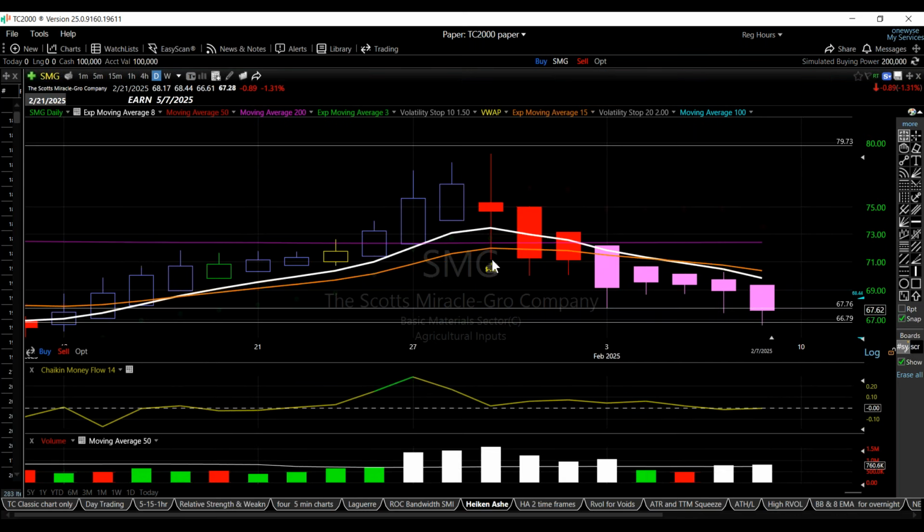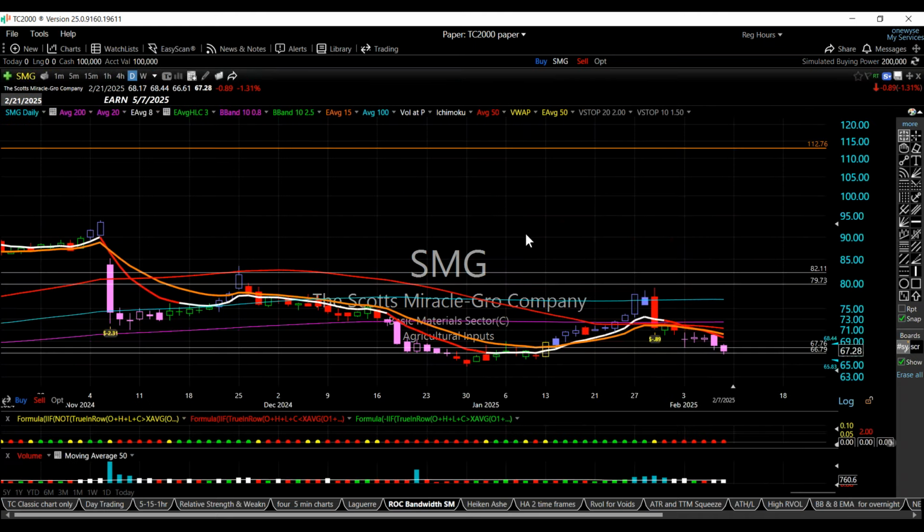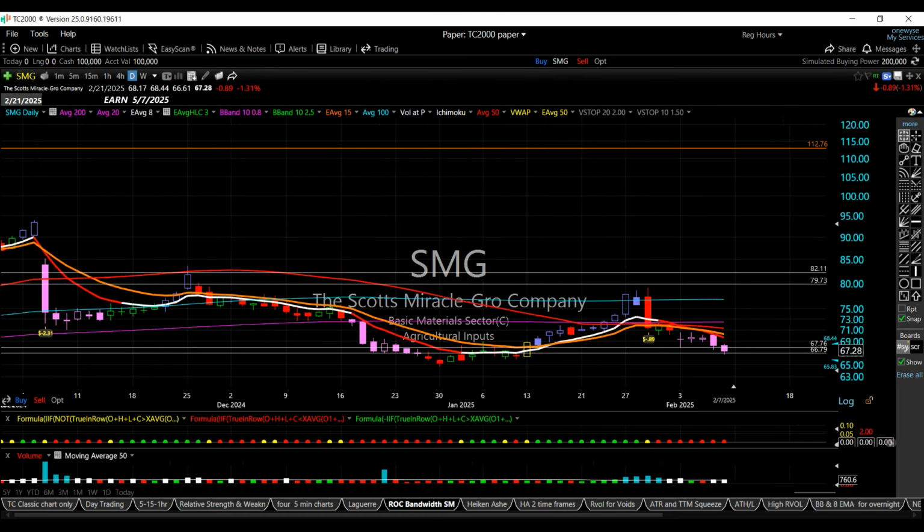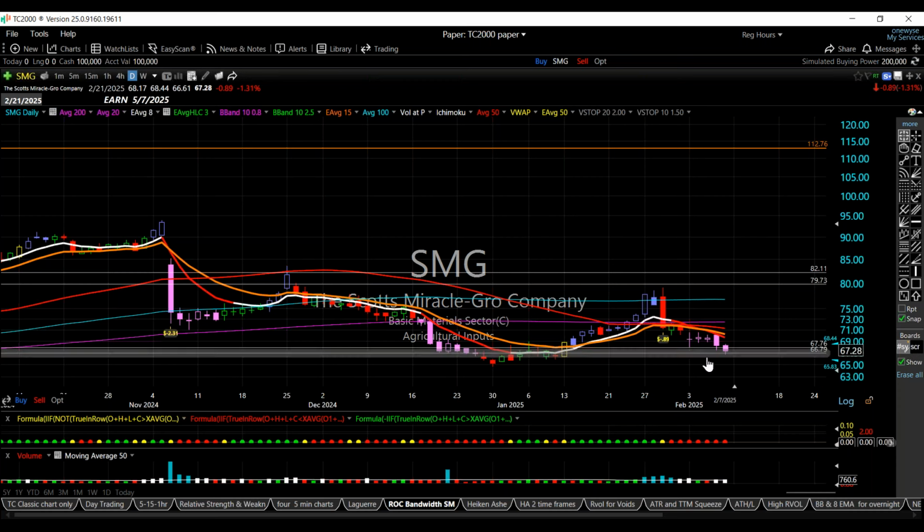This is SMG, no earnings to worry about. We got a downside move here. And we had a wick and a tail, and now another move to the downside. This is a Heiken-Ashi continuation to the short side on Scott's Miracle-Gro. Here's the actual trade setup right here. You can see it's a short. It looks like it's rolling over pretty nicely.